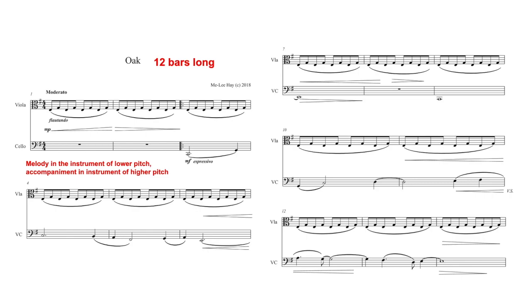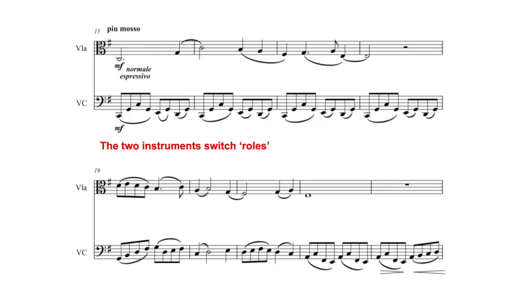Moving forward to another section that we have definitely already looked at before, when the viola now plays the melody. So we have this switch between the two instruments. They've switched roles now. So now the viola has become the forefront of what is going on, and the cello has taken on that accompaniment role.